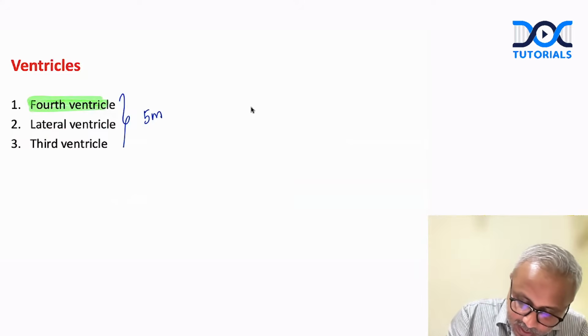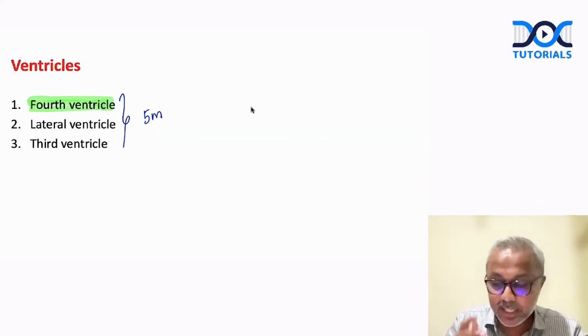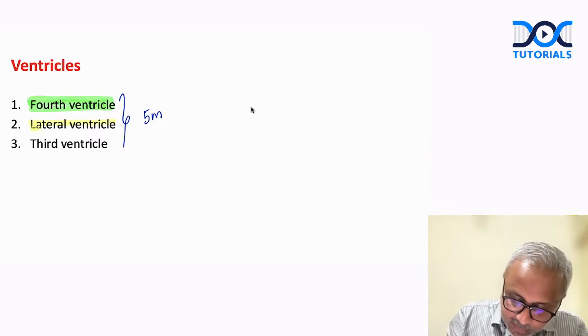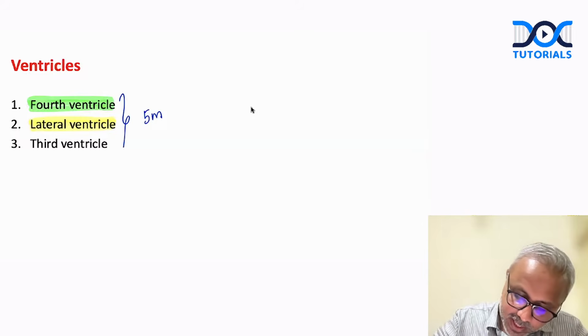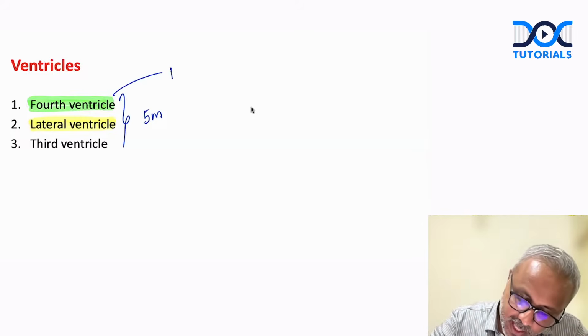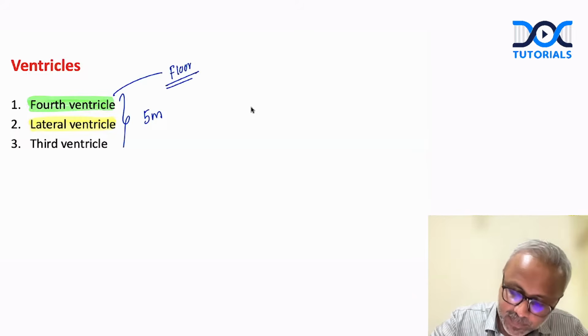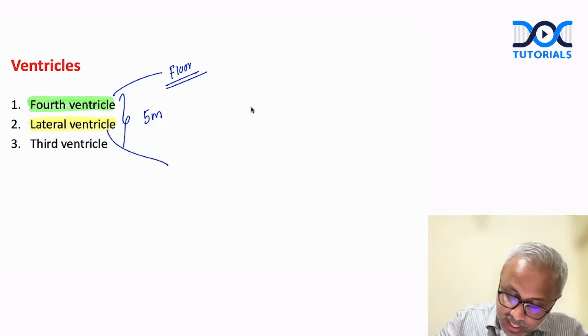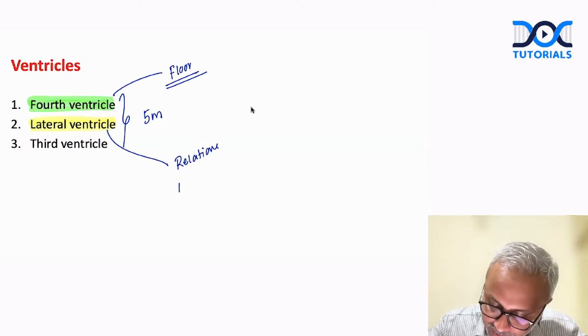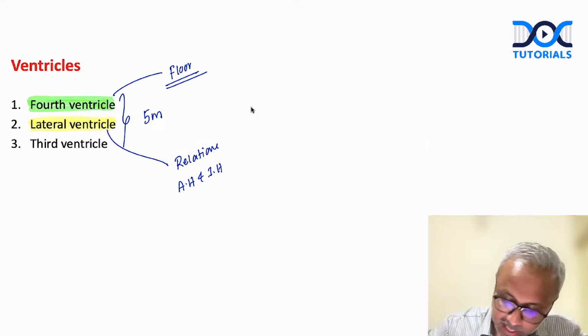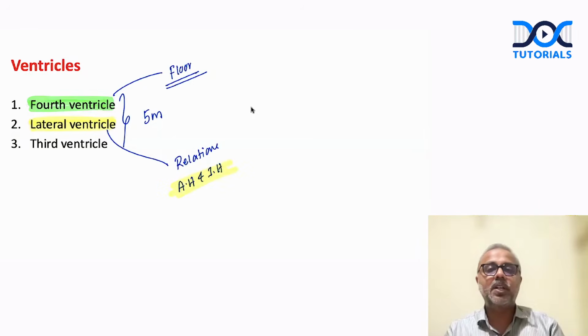Then, the ventricles. Each of the ventricles is an important marker, but in terms of frequency, the fourth ventricle is the one asked most, and the next would be the lateral ventricle. In the fourth ventricle, they usually ask about the floor, right? Then in the lateral ventricle, they very often ask about relations, especially of the anterior horn and the inferior horn, right? Highlight this and try to learn this thoroughly.